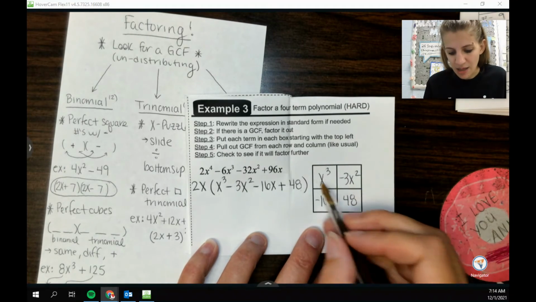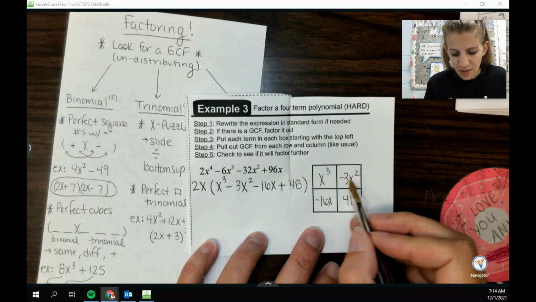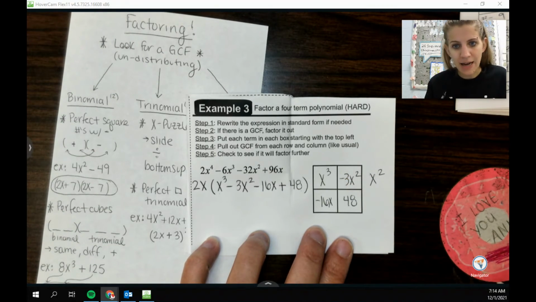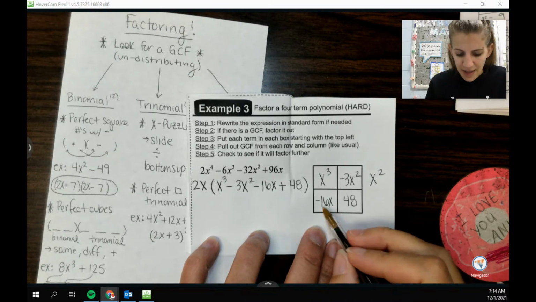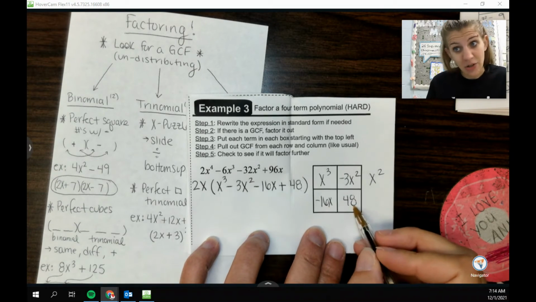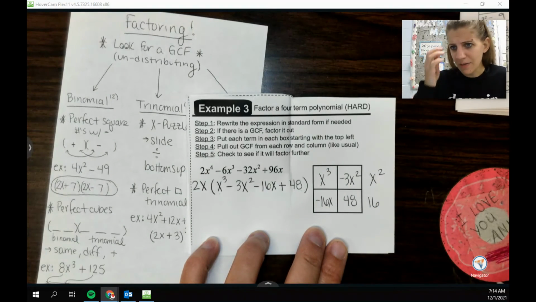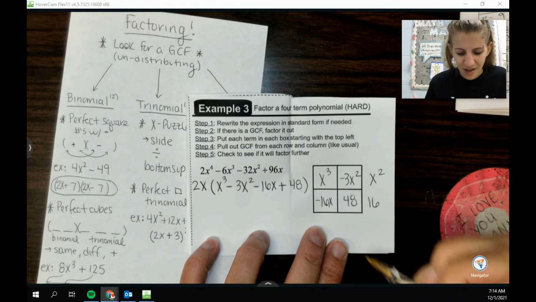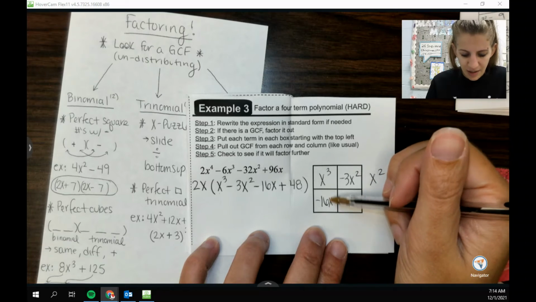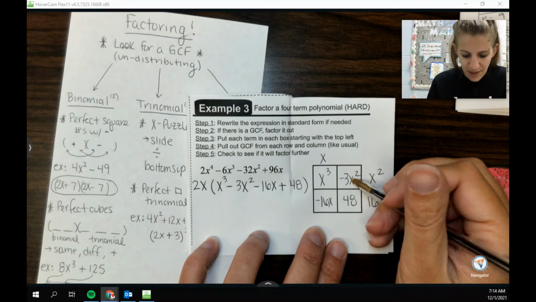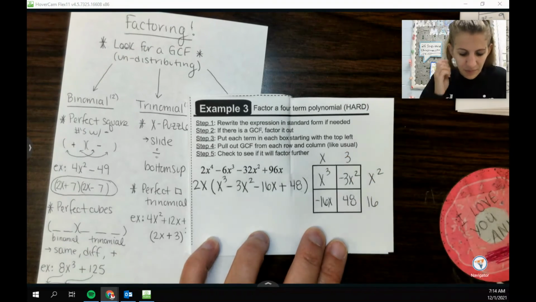Then I'm looking at rows and columns. So this row has an x squared. I'm nervous about the negative, but I'll come back to it. And then at the bottom here, 16 can actually go into 48, so 16. And again, kind of freaked out about the negative, but we'll figure it out. Right here, we need an x in common. And right here, we have a 3 in common.